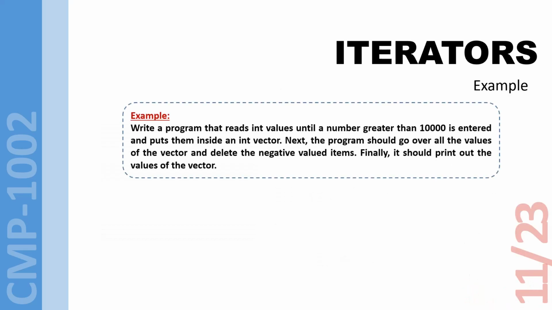Okay, one example with these iterators, using insert and erase in particular. Here it says, write a program that reads int values until a number greater than 10,000 is entered, and the program is supposed to put all the items inside an int vector. Next, the program should go over all the values of the vector and delete the negative valued items. And finally, it should print out the values of the vector.